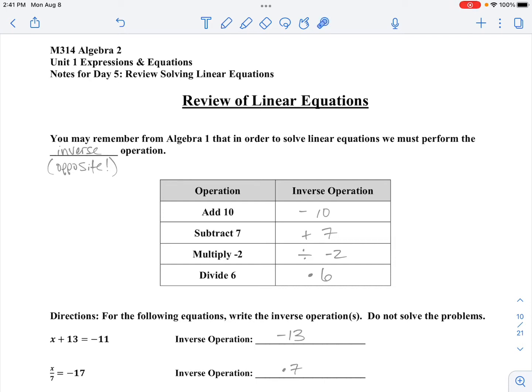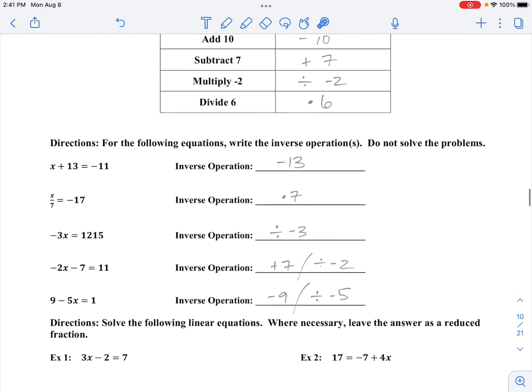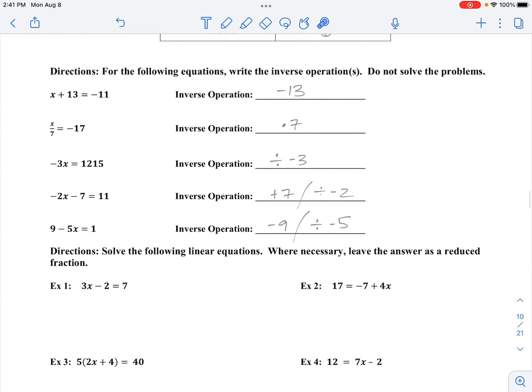So you can pause the video again and copy some of this stuff down if I go too fast, but in order to solve linear equations in Algebra 1, we have to do what's called performing the inverse, which means opposite operation. So in the equation, if, for example, I'm adding 10, the inverse of that is subtracting 10. And I have a couple more inverses here that you can copy down if you need to. The opposite of divide by 6 is multiply by 6. I have a couple examples here where it doesn't want you to actually solve the problems, but just identify what the inverse or opposite operation is.